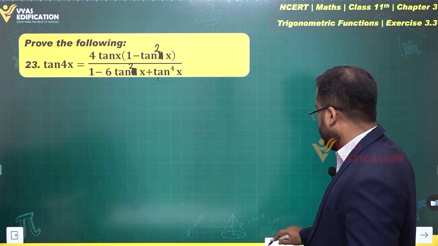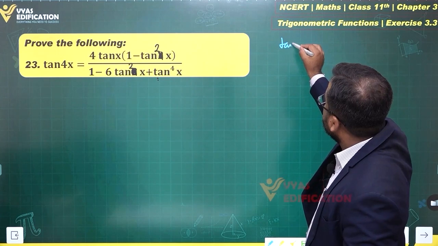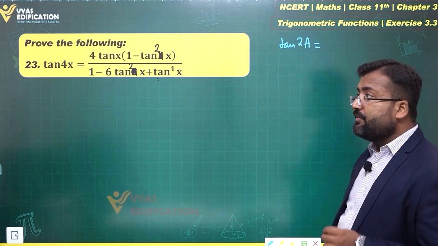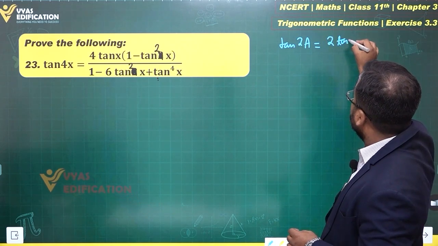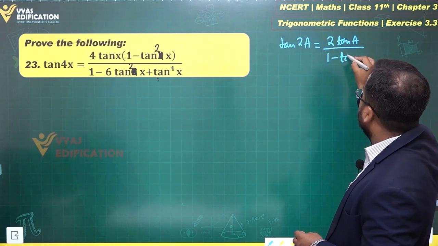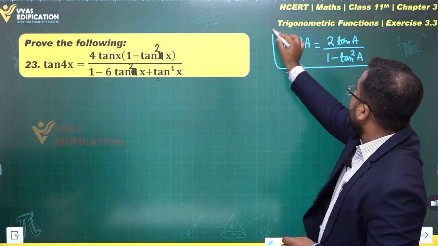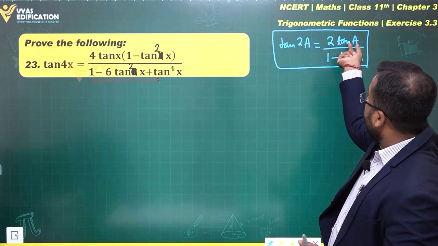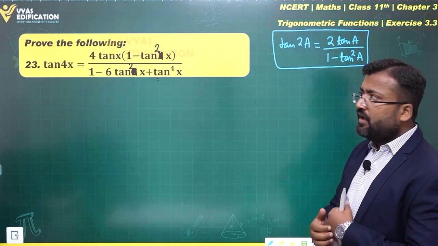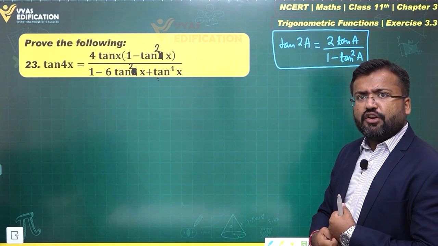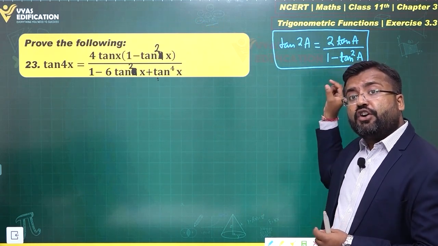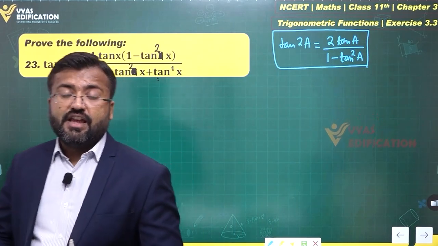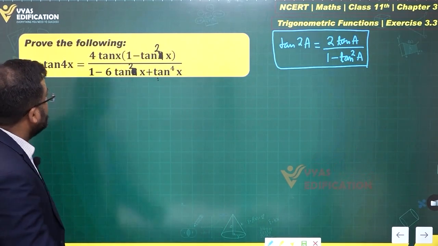Recall the formula. Tan 2a is equal to what? Tan 2a is 2 tan a upon 1 minus tan square a. I can use this formula on tan 4x and convert in terms of half angle, that is tan 2x. But you have a tan x everywhere. I can apply that same formula on tan 2x and convert that in terms of tan x after that. Yes, I can do that and get a result.